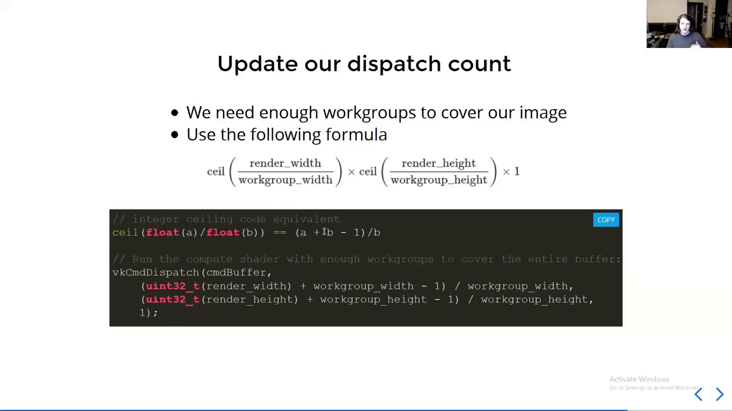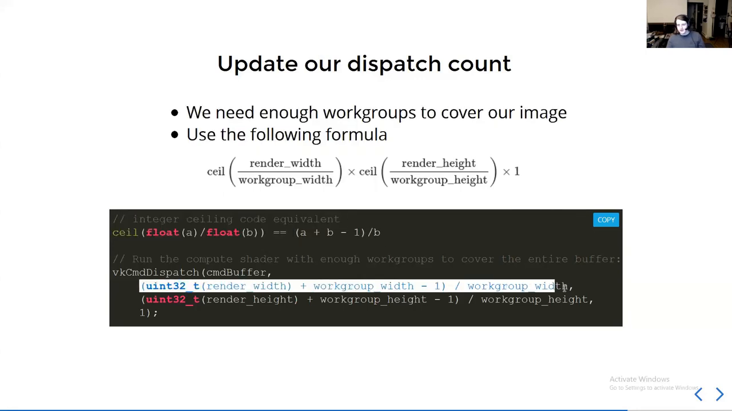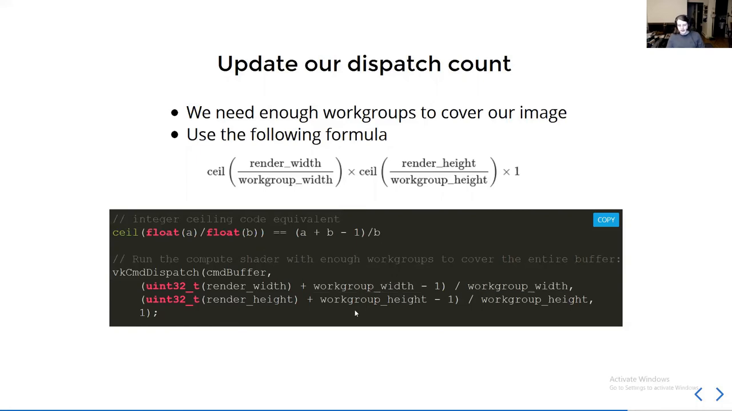we subtract one from it, and then we add it, and dividing it will give us the integer ceiling value of A divided by B. Anyways, we use that here. I kept the code here because that is what this function is doing. The render width plus work group width minus one, divided by work group width. So that gets us however many work groups we needed to cover the full range.